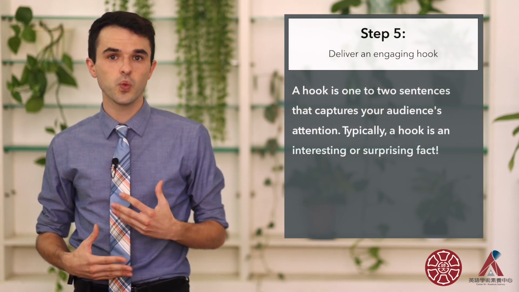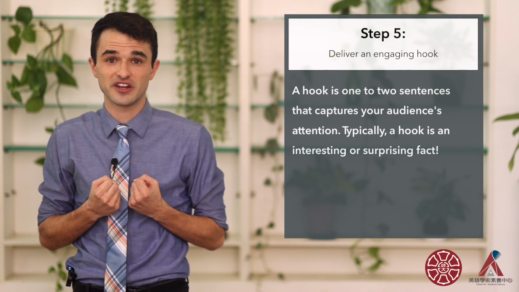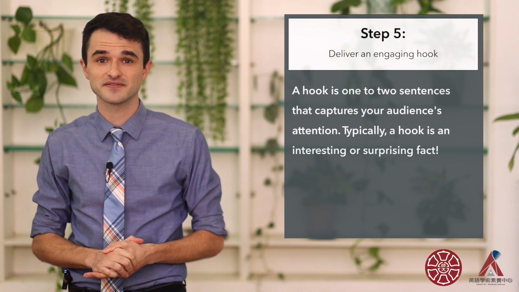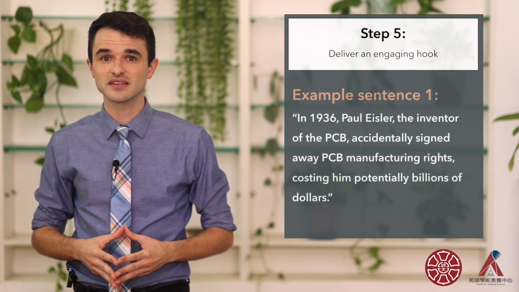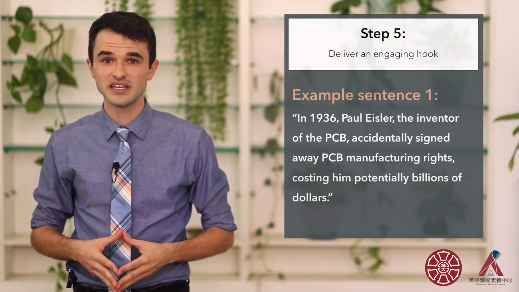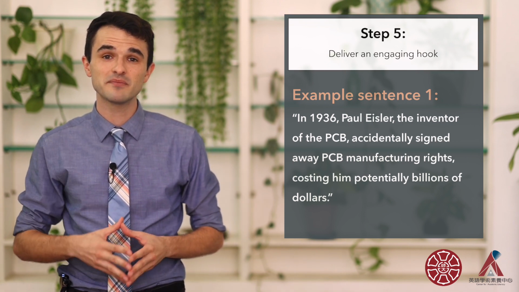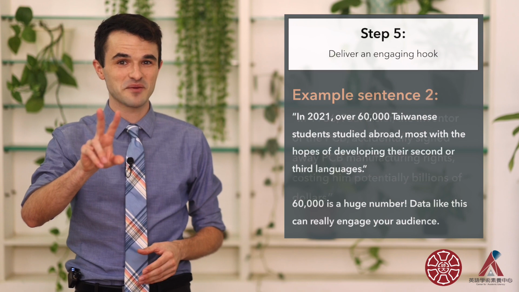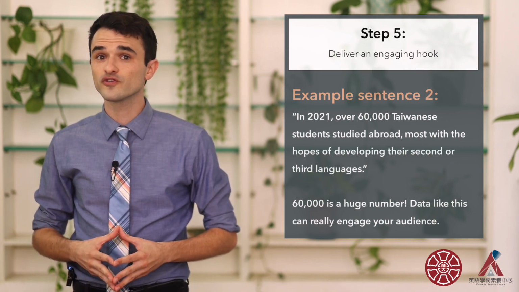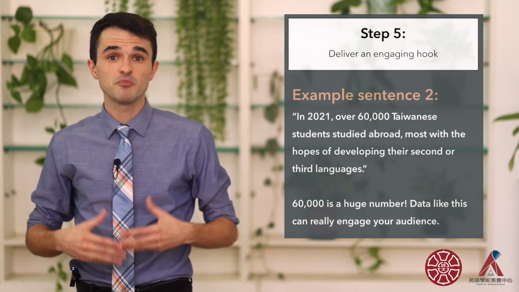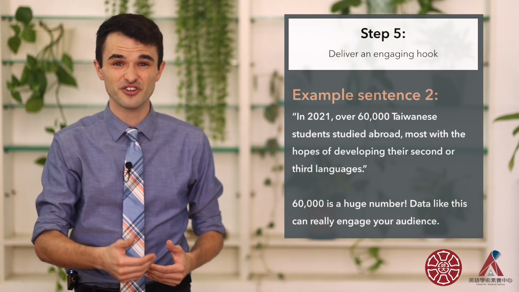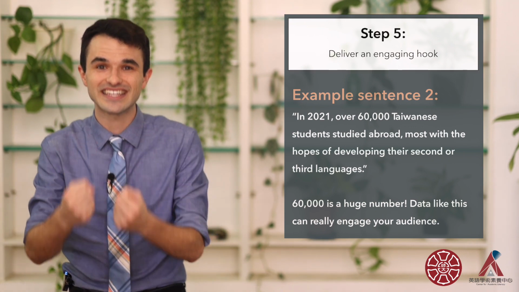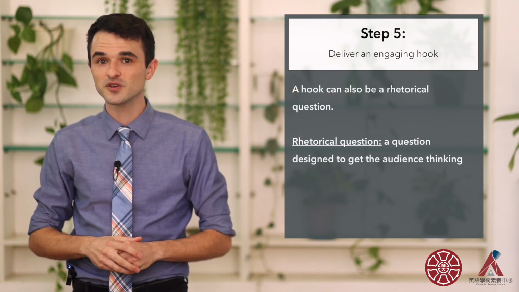Step 5, deliver an engaging hook. A hook is one or two sentences that captures your audience's attention. Typically, a hook is an interesting or surprising fact. Example 1. In 1936, Paul Eisler, the inventor of the PCB, accidentally signed away PCB manufacturing rights, costing him potentially billions of dollars. Example sentence 2. In 2021, over 60,000 Taiwanese students studied abroad, most with the hopes of developing their second or third languages. 60,000 is a huge number, and data like this can certainly engage your audience. A hook can also be a rhetorical question.